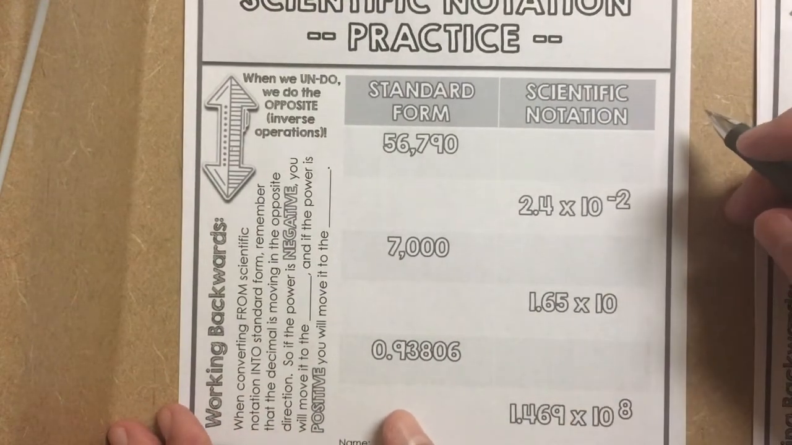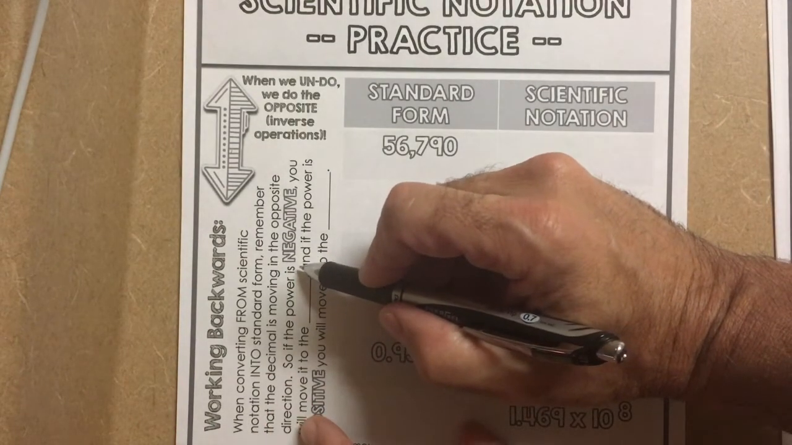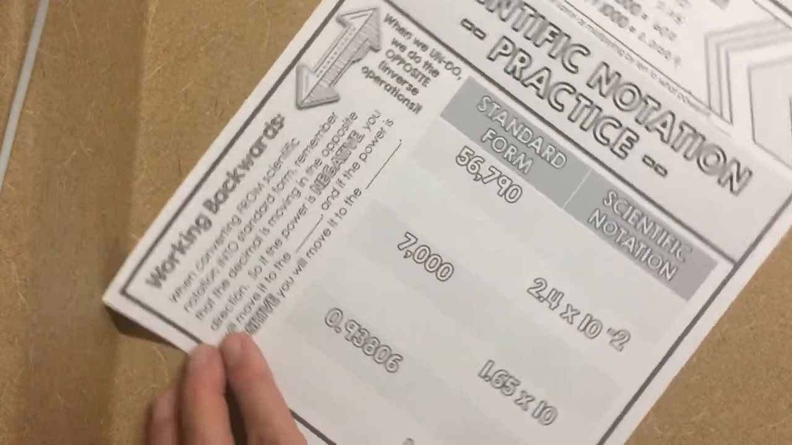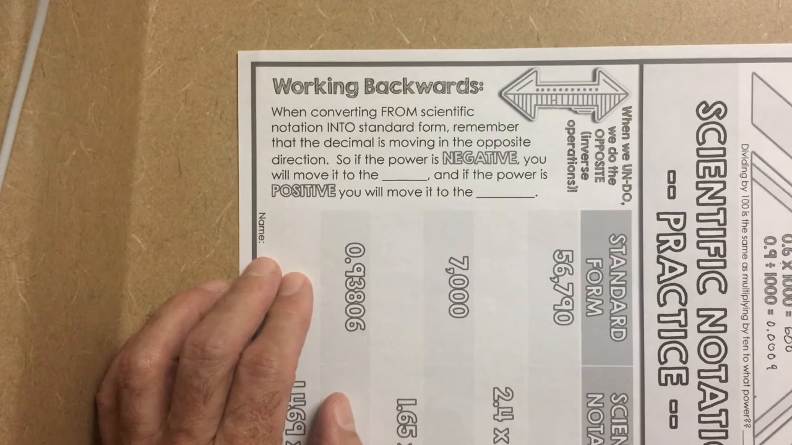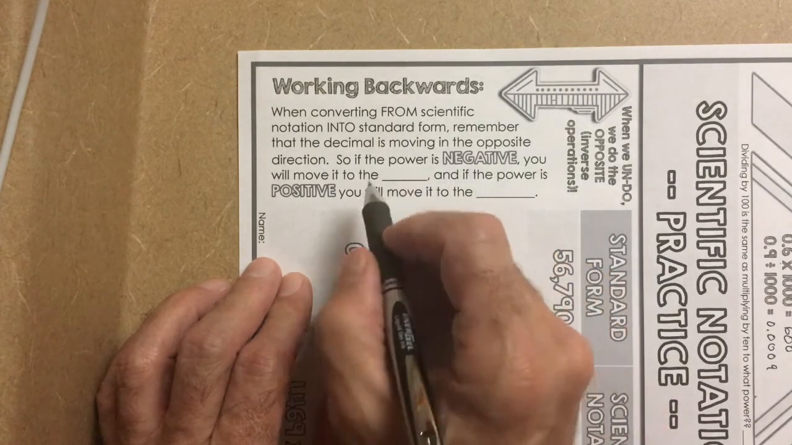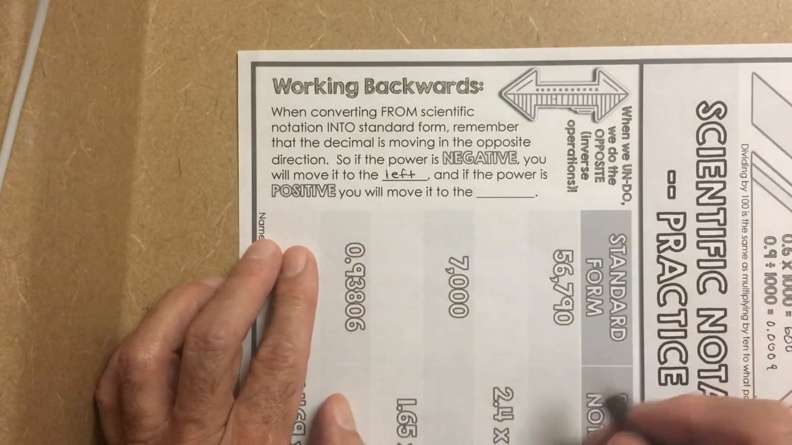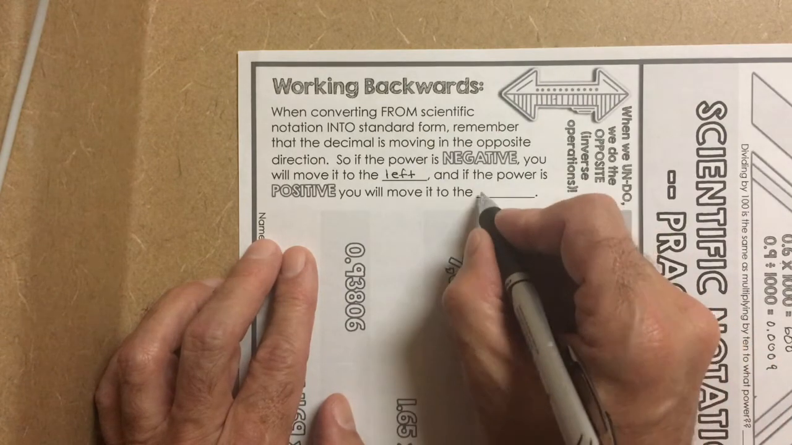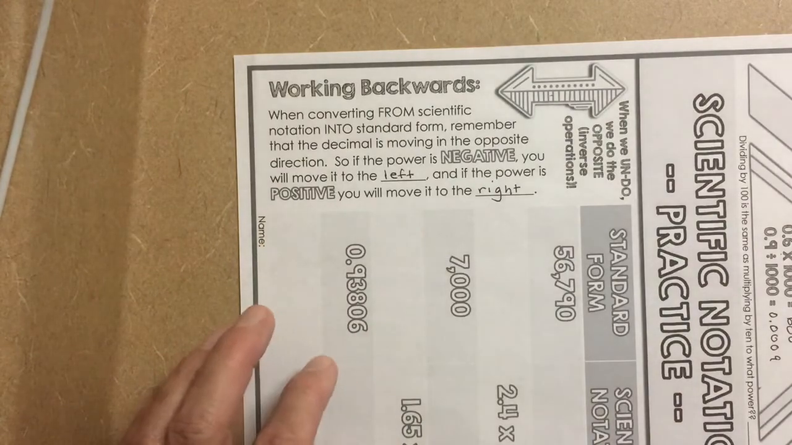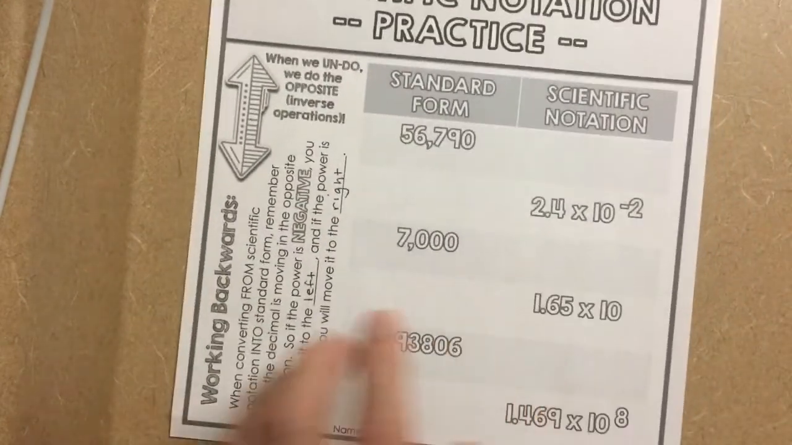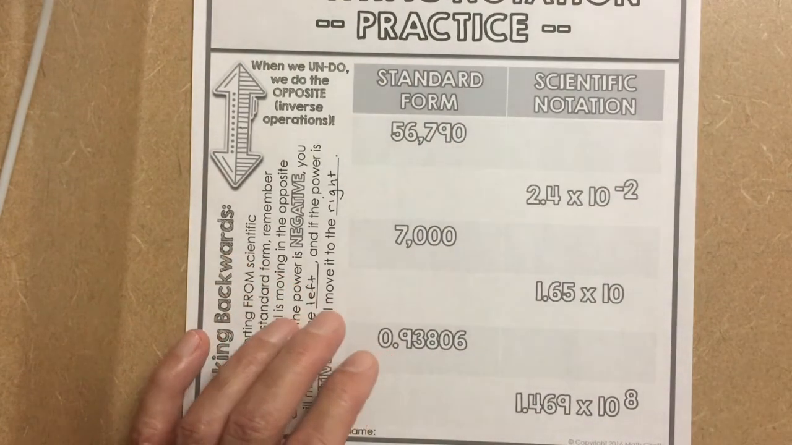When you're working backwards from scientific into standard form, remember that the decimal is moving in the opposite direction. I'm going to turn the paper so you can see better what I'm writing. So if the power is negative, you'll move the decimal to the left. Again, I like to think of it as small. And if the power is positive, you'll move it to the right. Now it's our turn to practice. Pause the video for a minute, practice these numbers on your own, and then check your answers.